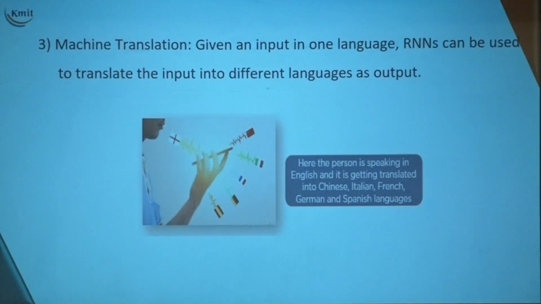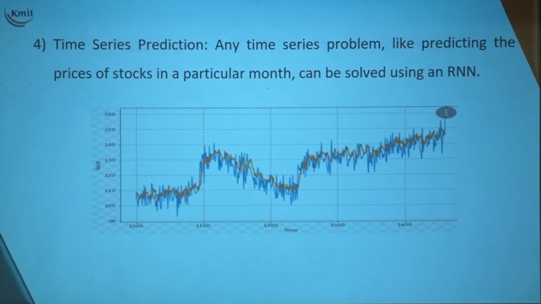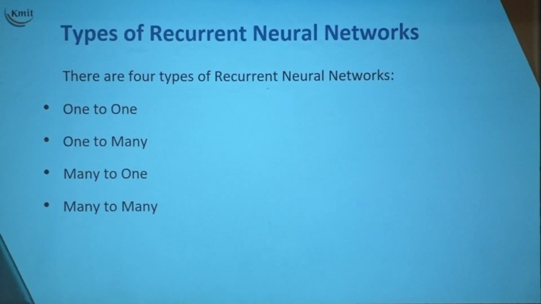Machine translation. What is machine translation? Converting text data from one language to another, or voice from one language to another. So here the data is sequential. Hence we call this what? An application of RNN. Time series prediction. The data is again sequential. Hence we call this an application of what? RNN. Okay. Now let's look into types of RNN architectures.